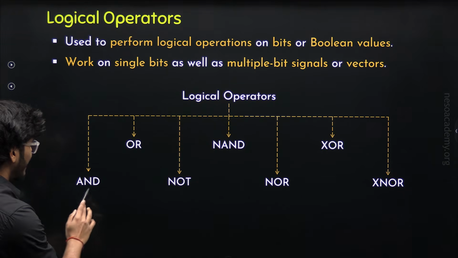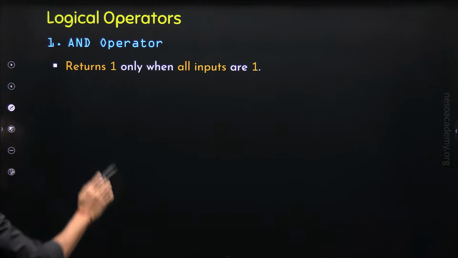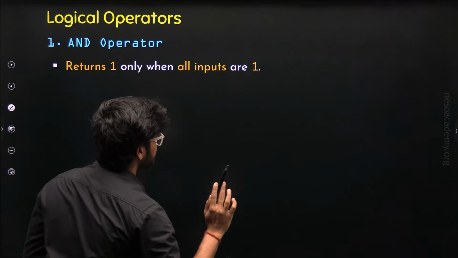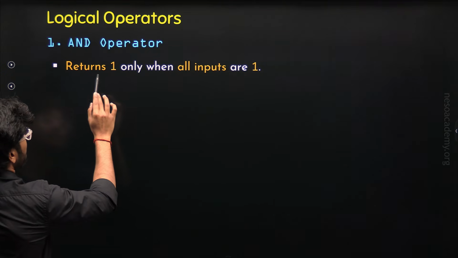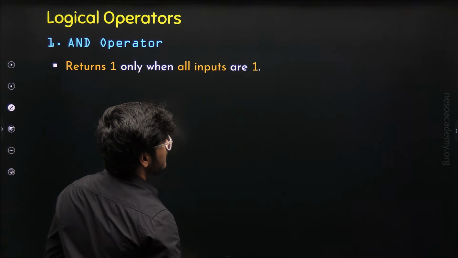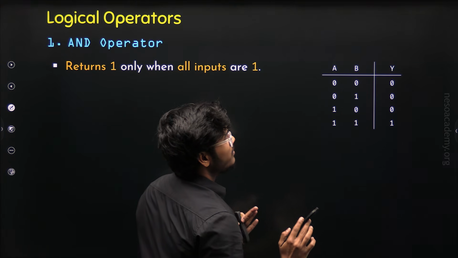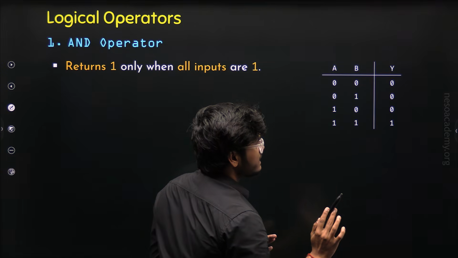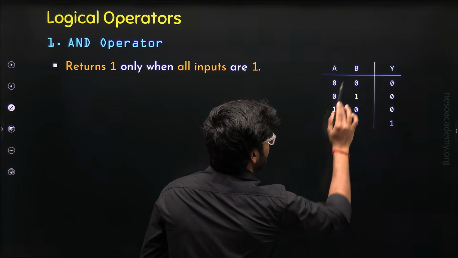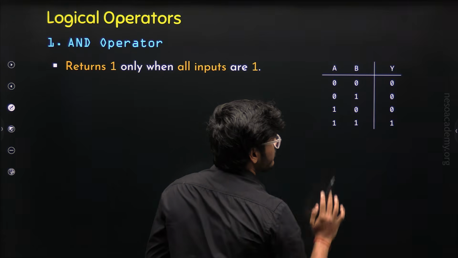Let's start with the AND operator. What is the AND operator? The AND operator returns 1 only when all inputs are 1. That is, it returns logic high only when all inputs are logic high. For single bit operands A and B, if we perform AND operation between them, the output will be 1 only if both inputs A and B are 1, else the output will be 0 for any other input values.